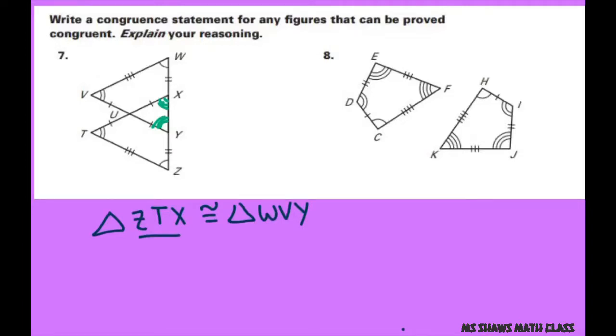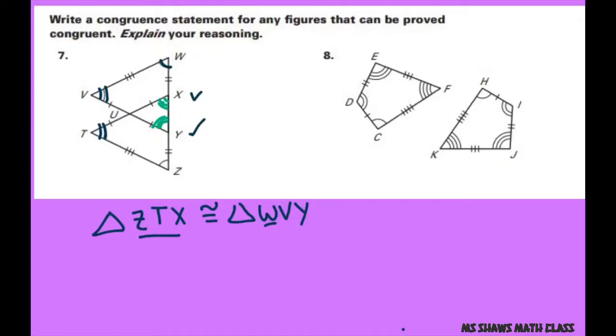So I did Z first with W because they both have the same angle. Then I looked at T. T goes with V because they both have congruent angles. And then X and Y are congruent by the third angles theorem of triangles.